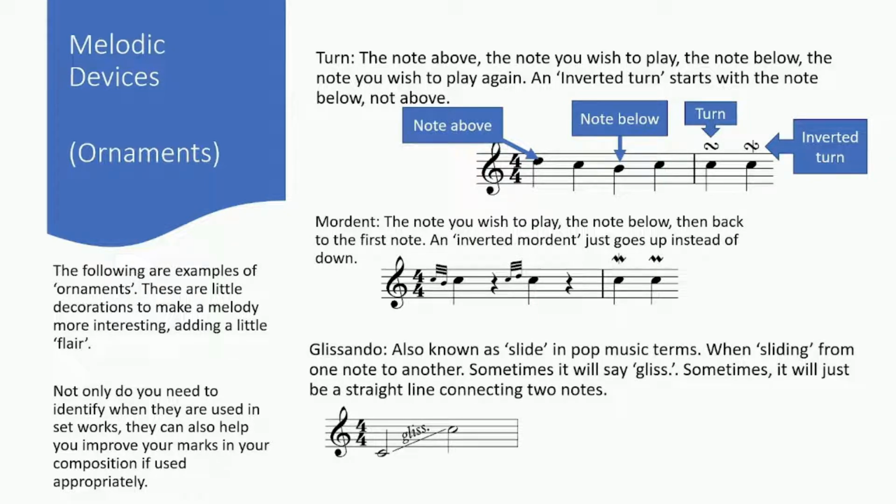Glissando, also known as slide in pop music terms, when sliding from one note to another. Sometimes it will say gliss, sometimes it will just be a straight line connecting two dots. Now, obviously, on an instrument such as a piano, which can't just slide, it will sound like a rapid succession of notes, either ascending or descending, depending on the direction of the line. So that was an ascending glissando each time. You heard the super cheesy slide first, and then the rapid succession of notes signifying a glissando as a second example.